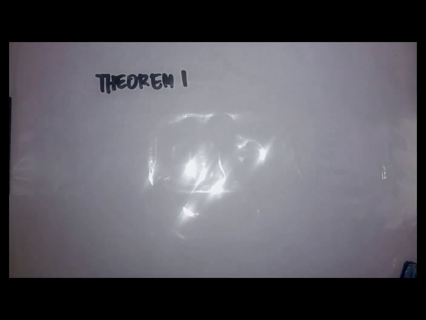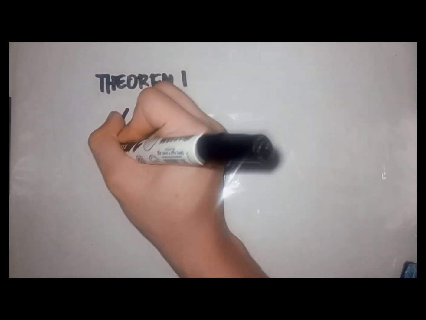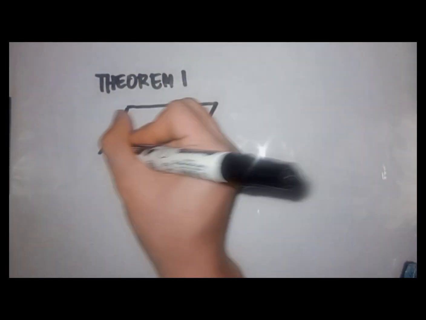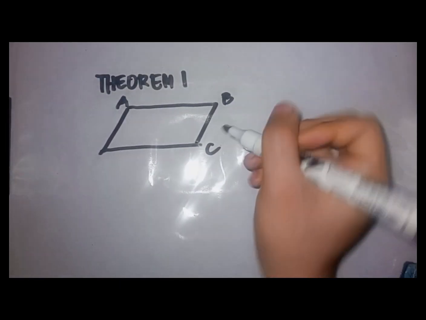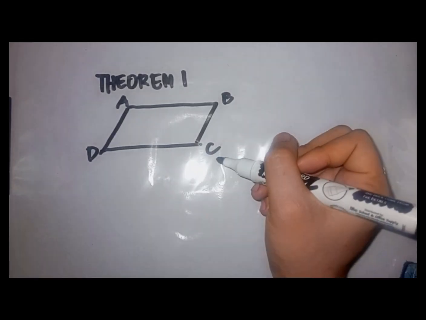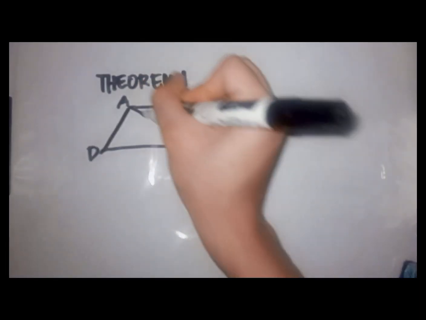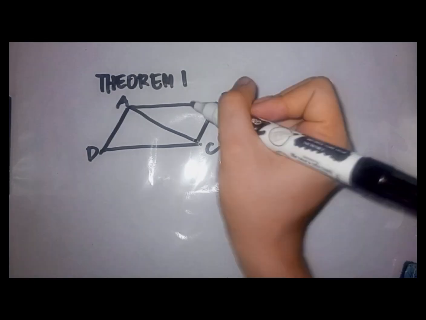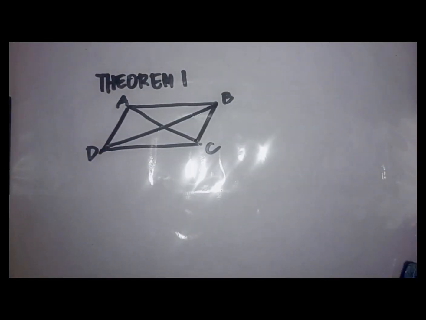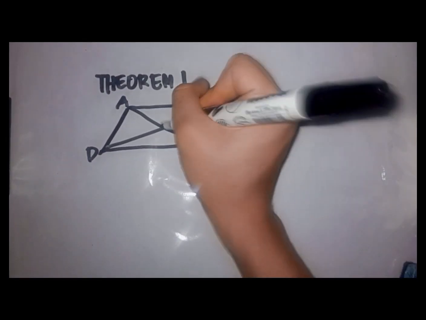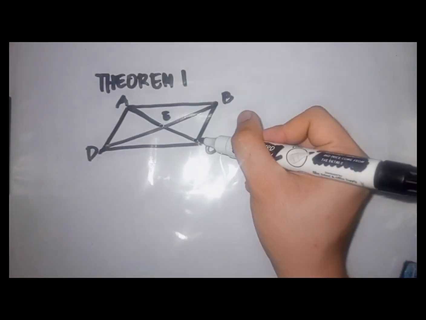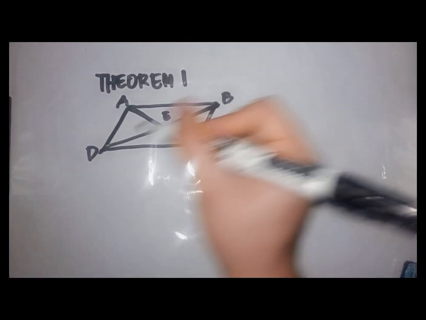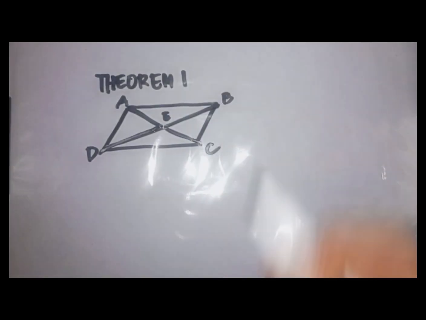Given a parallelogram ABCD, with diagonals AC and BD intersecting at point E. Now, to prove: AE is equal to CE and BE is equal to DE.